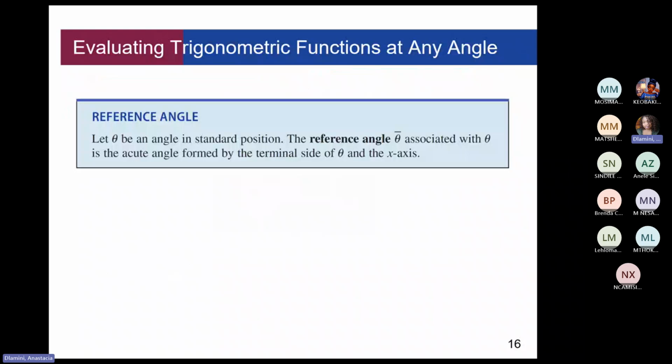Now, you see, when I say we are preparing, look at this. Now they're calling it the reference angle. Before we were calling it a reference what? Number, because we're dealing with a t. Remember, we had t bar, calling it reference number. Now we are calling it theta bar, a reference angle. Let theta be an angle in standard position. The reference angle theta bar associated with theta is the acute angle formed by the terminal side of theta and the x-axis. Do we know what that statement means?